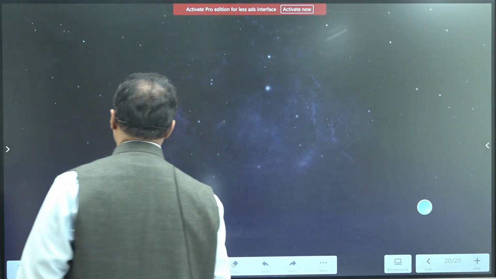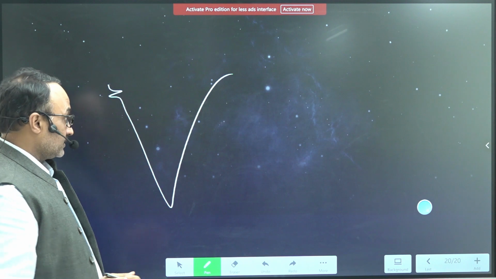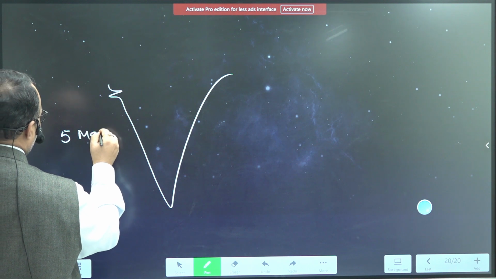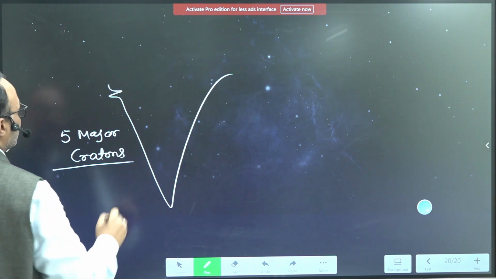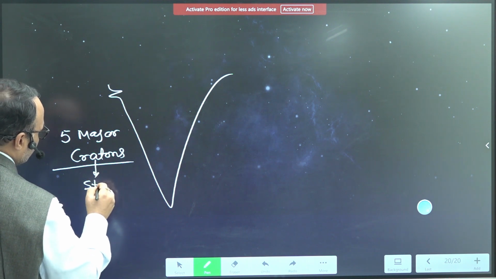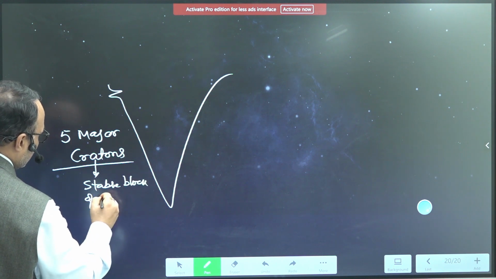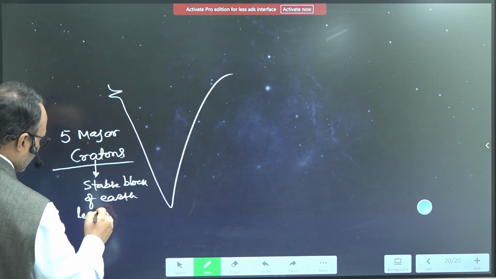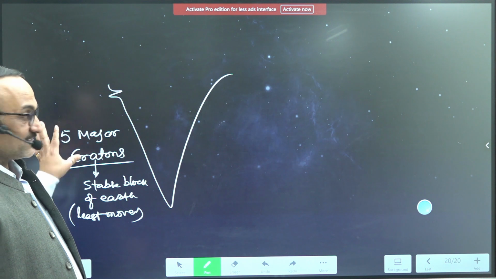So first of all, think about the original India that was created through the separation of Gondwana land. This original India had 5 major cratons. So what is the meaning of the term craton? Craton is a stable block of earth, reflecting least movement. So what are those 5 major cratons?